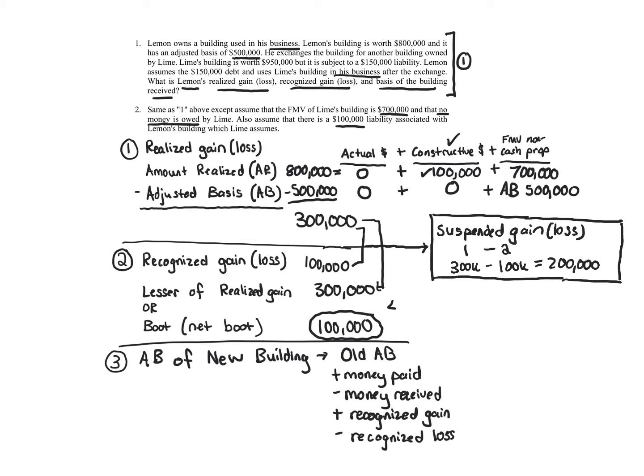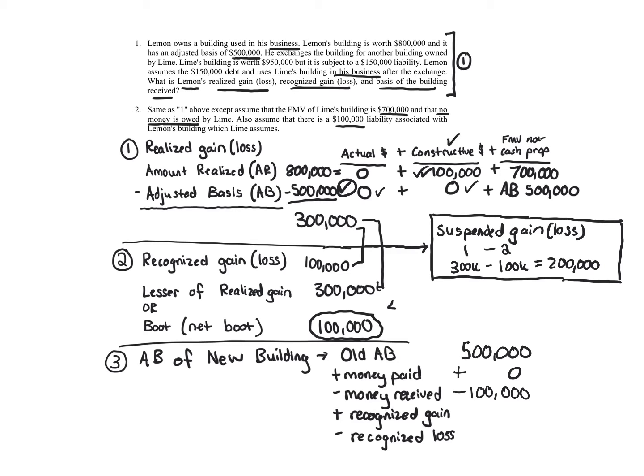So first thing, the old basis. The basis of Lemon's old building is actually given to us in problem 1, but you can also find it here in our calculations. That's why I like to set up the calculation this way, because look, it's right here, the $500,000. So the old basis, $500,000, plus money paid. I like to come down to this line here, the adjusted basis line, actual money, constructive money, both are 0. So we have 0 monies paid, actual and constructive. What about money received? We've got $100,000 of constructive money received. No actual money received. We subtract that away.